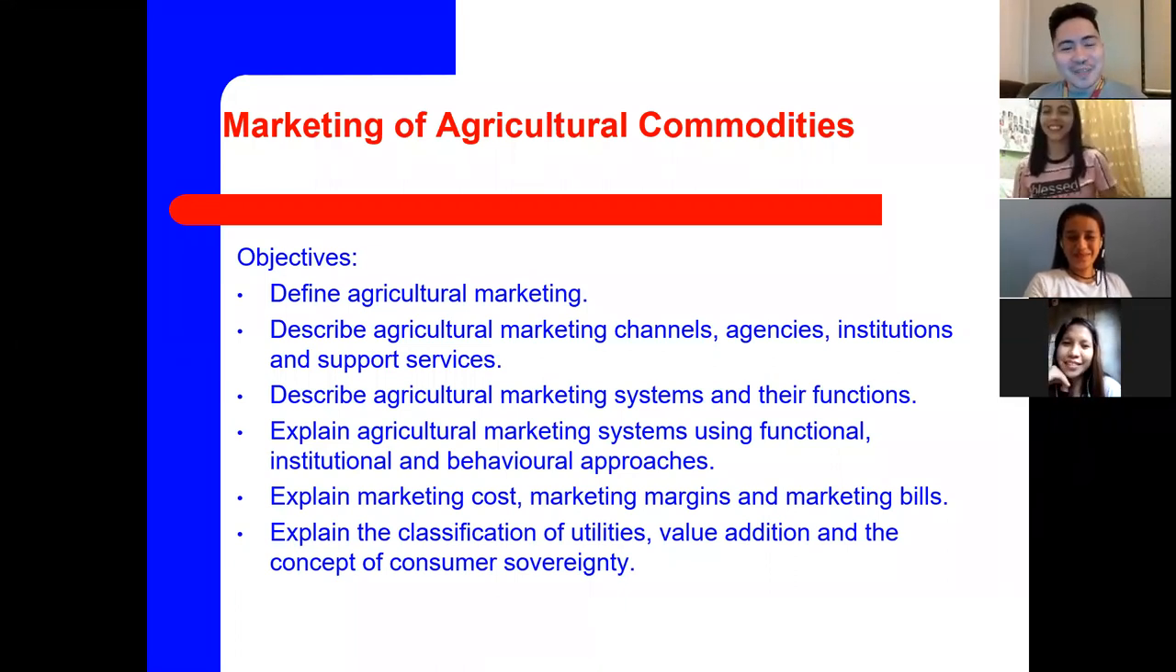Marketing of agricultural commodities, here are our objectives. First and foremost, we define agricultural marketing. You might have a glimpse because it's already defined in the course portfolio.